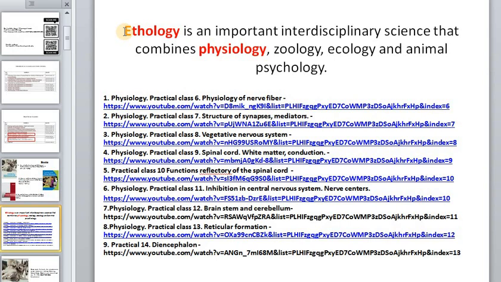You see, ethology is an important interdisciplinary science that combines physiology, zoology, ecology and animal psychology.